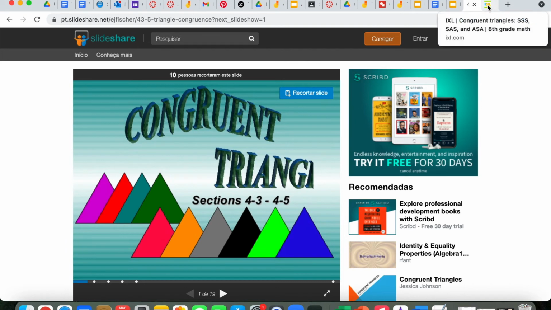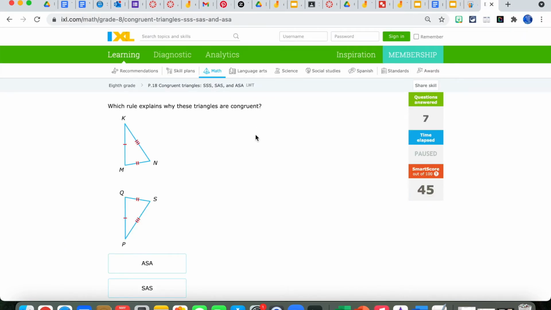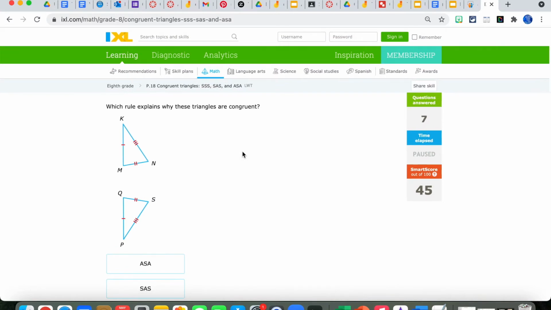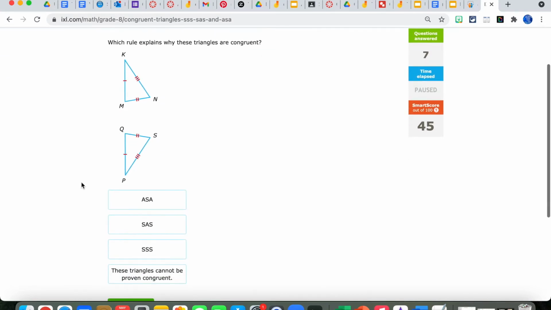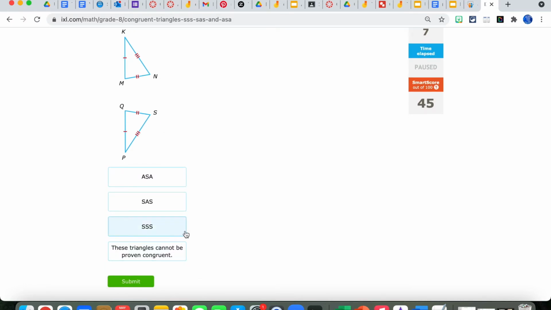Another place where you will see questions, and I really like these questions, is on the IXL quiz. You will see some of these on your check for understanding. Which rule explains why these triangles are congruent? We have the choices: angle, side, angle; side, angle, side; side, side, side; or these triangles cannot be proven congruent. And this is where you have to look at the triangles. There are different orientations, turns. You have to imagine or look at the markings and the hints given to select one of these answers.